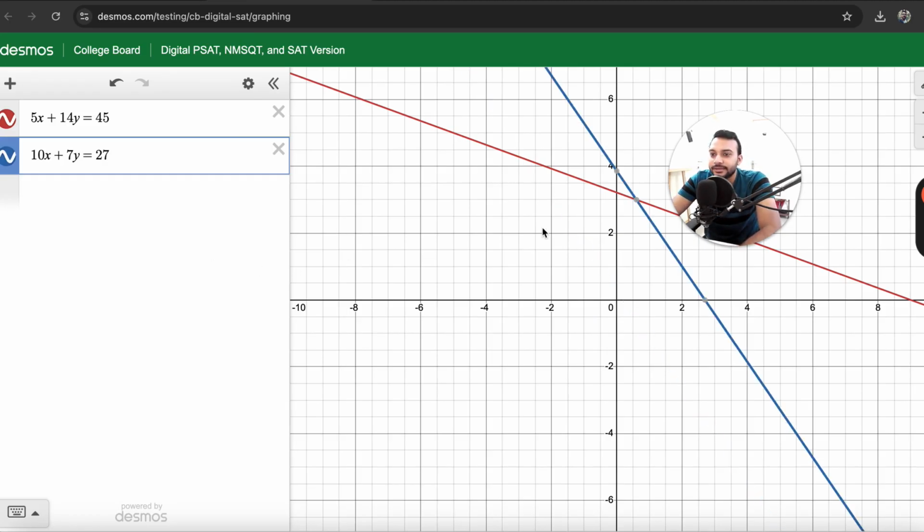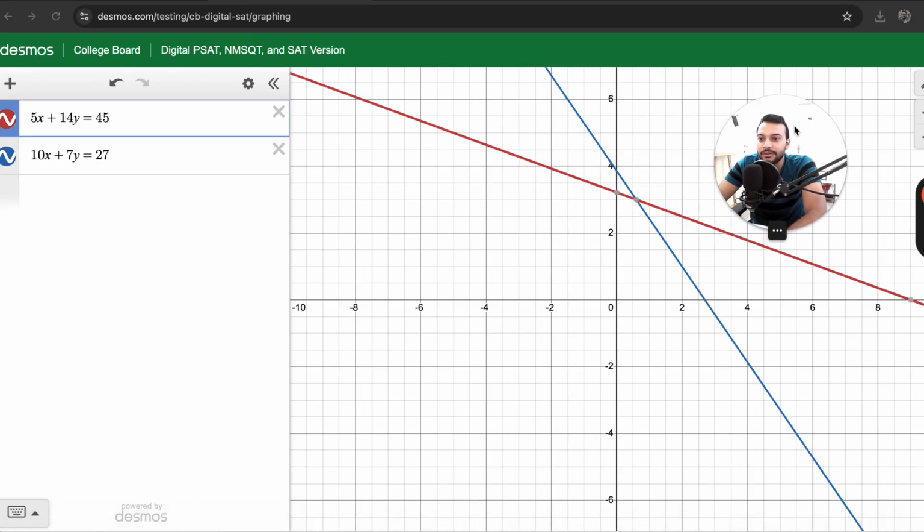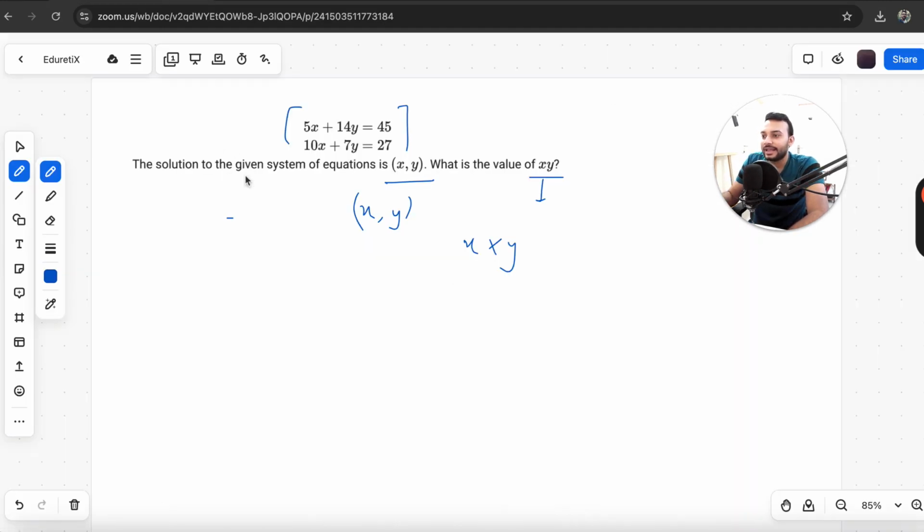As soon as you click on one of the two lines, you will see the point of intersection. This one is the point of intersection, and it's given to be 0.6 comma 3. So that means our answer is going to be 0.6 comma 3. So 0.6 multiplied by 3, or 1.8. That's the answer to this question. Okay, let's go to the next one.